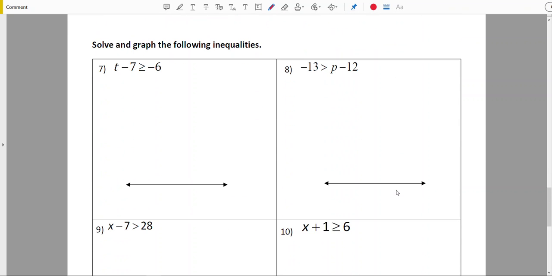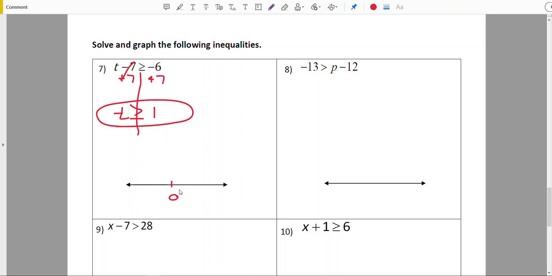For 7, 8, 9, and 10, we actually have to solve. Remember, we solve just like we solve an equation. We do that inverse operation. So we have t minus 7, so I have to do +7 to both sides to do the inverse. If I have a -7 and a +7, they will cancel, and I'm just left with t is greater than or equal to, because I still have to keep the same sign. And then I have -6 plus 7. Well, -6 plus 7 gives me a +1. So here's my solution, but now I must graph it.